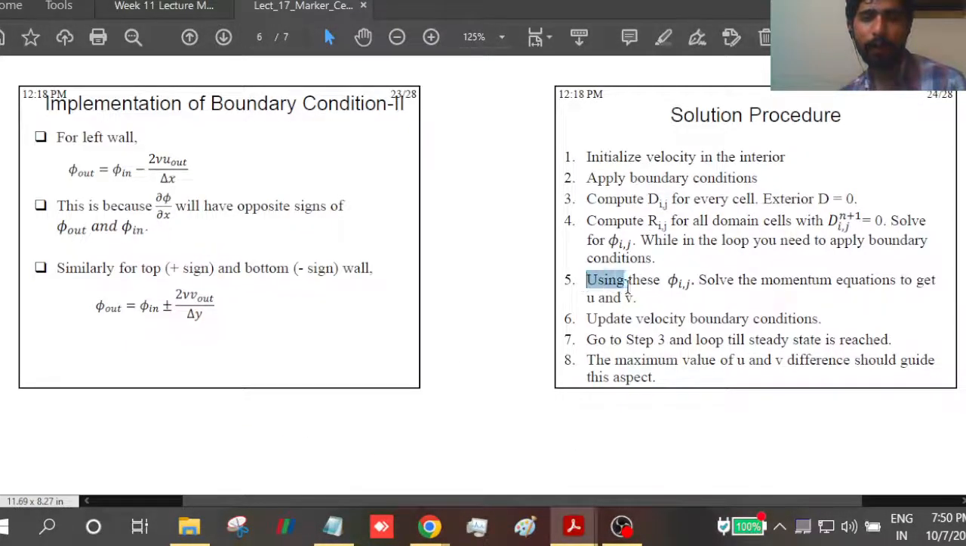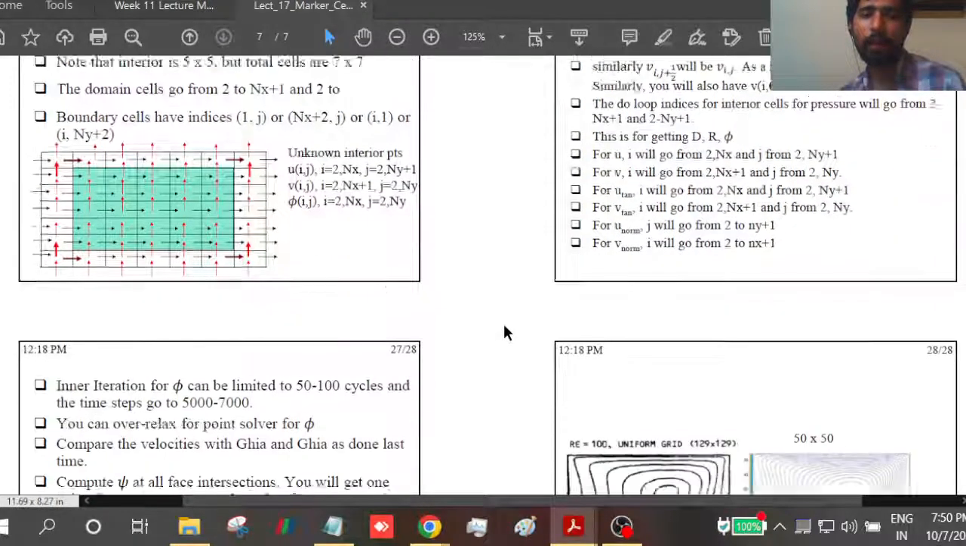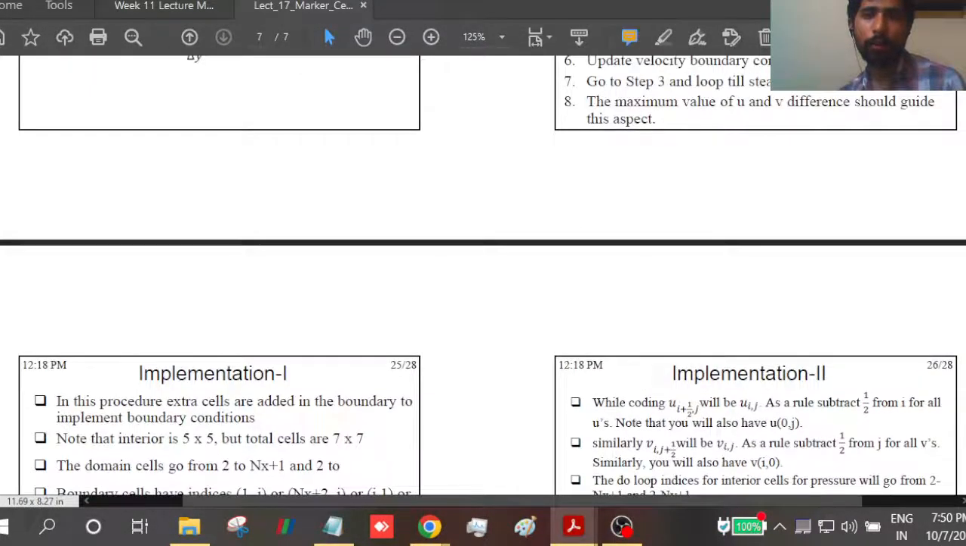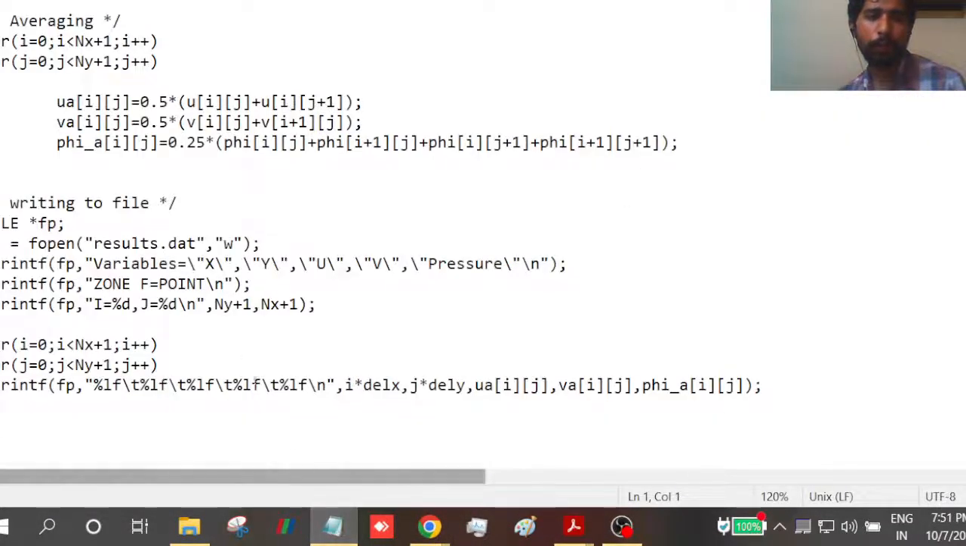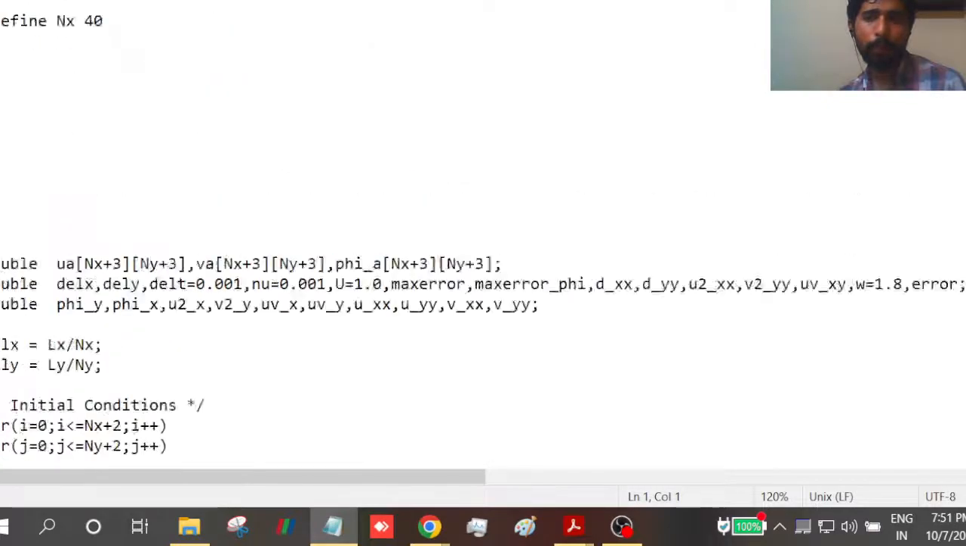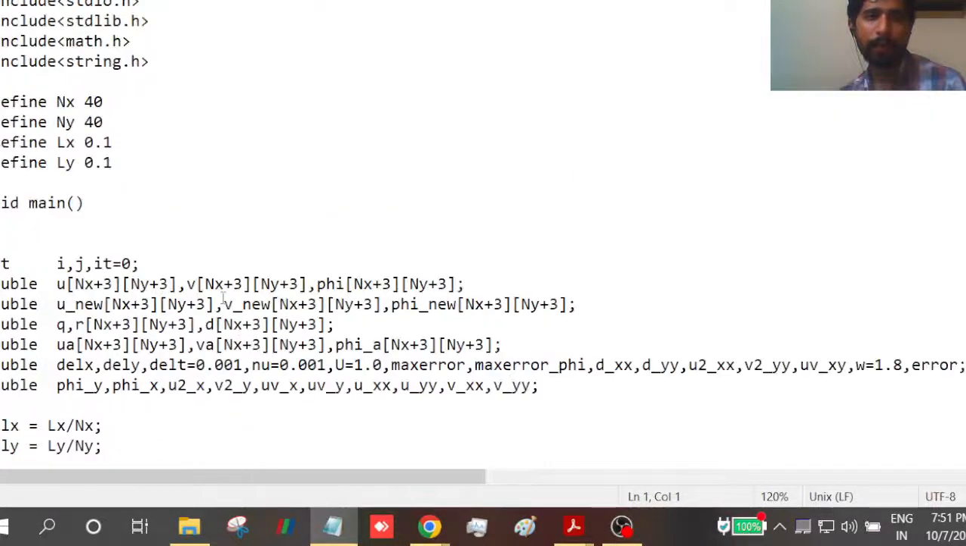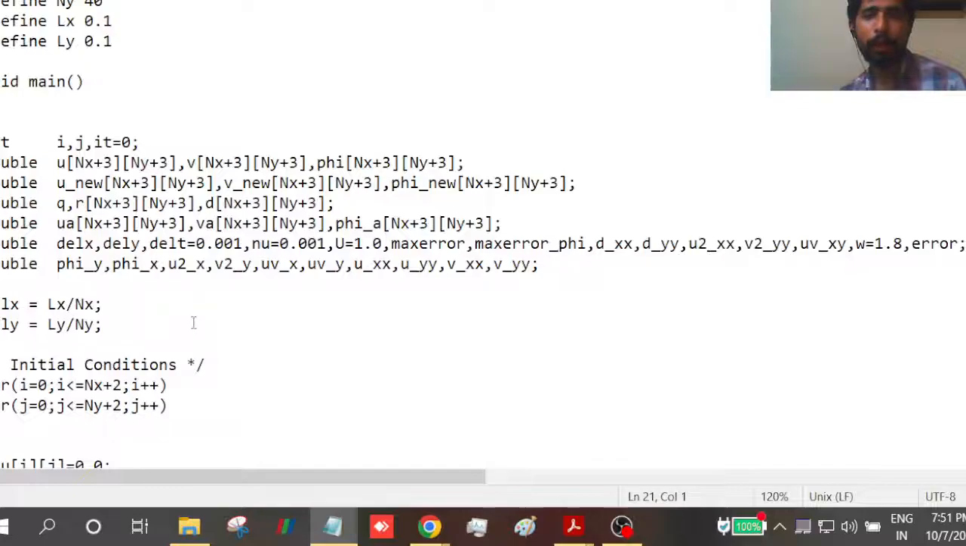After evaluating the phi, using the values of phi we solve the momentum equation to get the values of velocities. So that is the main algorithm which is used. Briefly I'll go through the code once. You can see the code which I'll be attaching with this PPT anyways. You can go through it later on also.